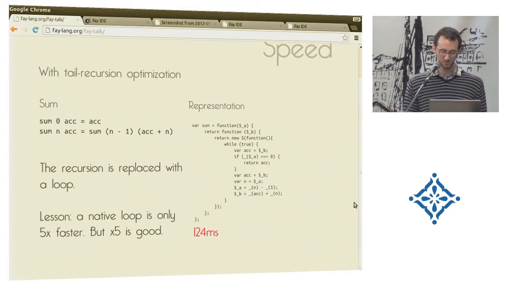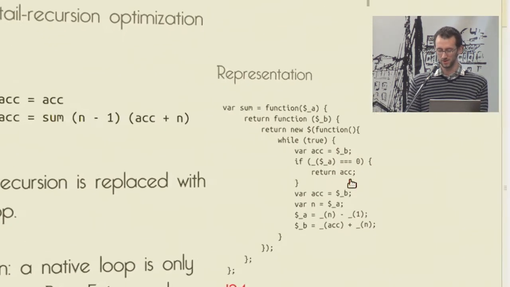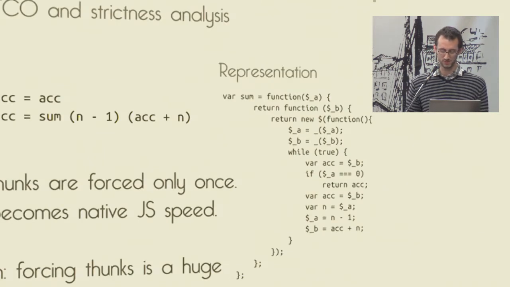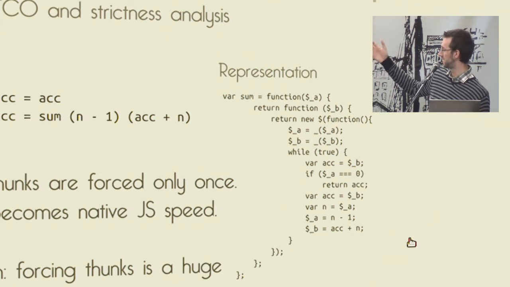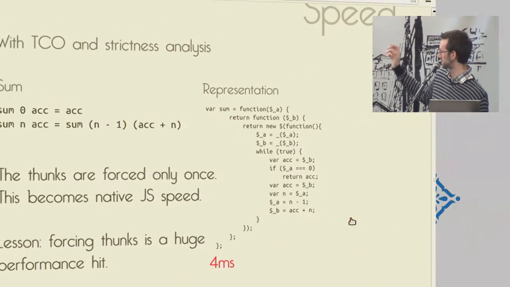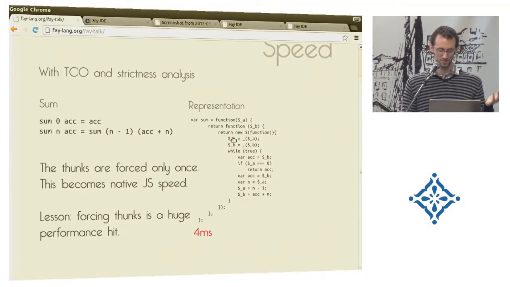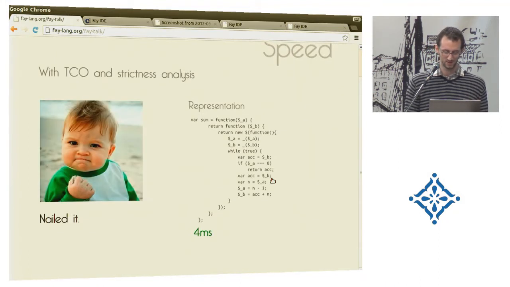Now that's pretty nice, but still it's pretty slow because we have these forces here which are forcing the thunks to evaluate. And you can see inside the loop that all these variables are not lazy, they're strict. There's no forcing to be done. So you remove that and then you get native JavaScript speed and you're down to 4 milliseconds. So you've gone from this abstract kind of lazy, weird tail recursive stuff to normal JavaScript, but you still have the nice abstraction above. So nailed it somehow. That's good.